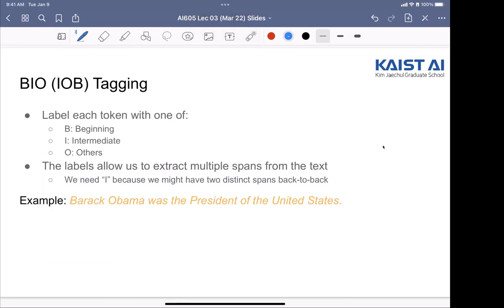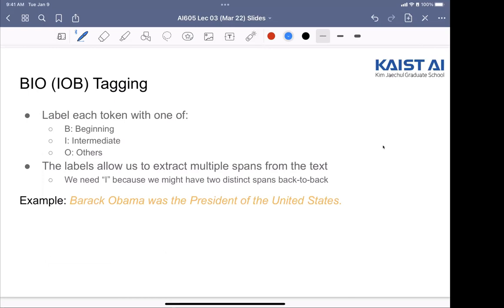Okay. So, what I was trying to say here is that we want to label each token with either beginning or intermediate or other, not just named entity and other. If you just label each token as either named entity or other, then the problem happens when two entities are adjacent, and you cannot know where the boundary is between those two entities. But when you're doing named entity recognition, you want to be quite sure about the boundary. So that's why you have beginning and intermediate.